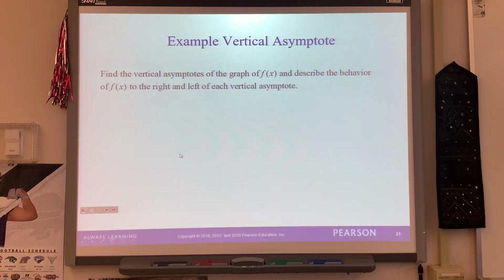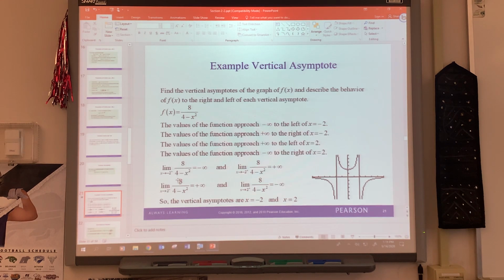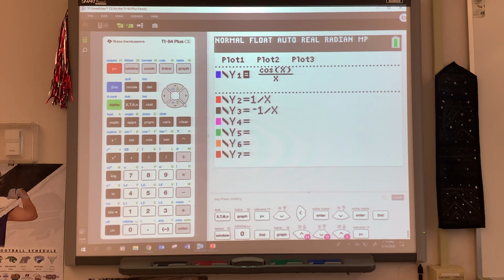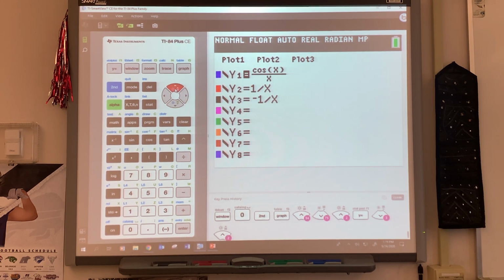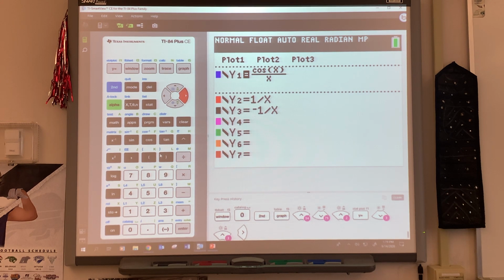So this example with vertical asymptotes asks us to find the vertical asymptotes of the graph and describe the behavior to the right and left of each vertical asymptote. Okay, so here's that function, f of x equals 8 divided by 4 minus x squared. Let's take a look at this function together. 8 divided by 4 minus x squared. So I'll come back over to the graph, y equals 8 divided by 4 minus x squared. And then we'll go ahead and hit graph.